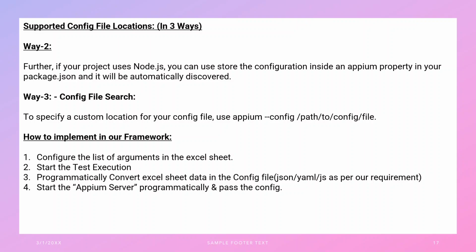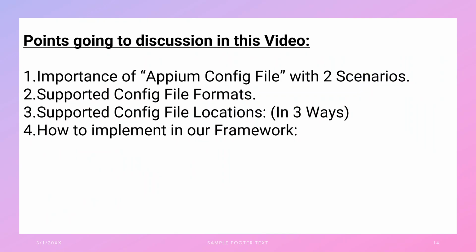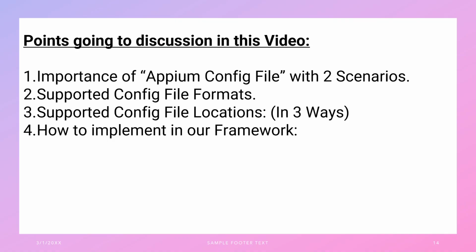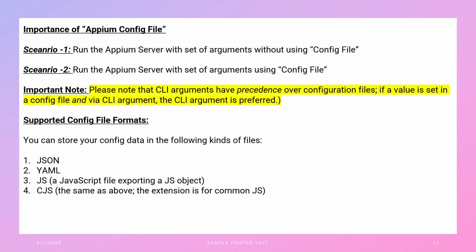I hope you understand the importance of the Appium config file. I have demonstrated it with two scenarios: first, running Appium in the command prompt without a config file, and second, running the Appium server with the config file. And the supported formats: it supports four formats, which are JSON, YAML, JS (JavaScript format), and CJS, which is CommonJS.